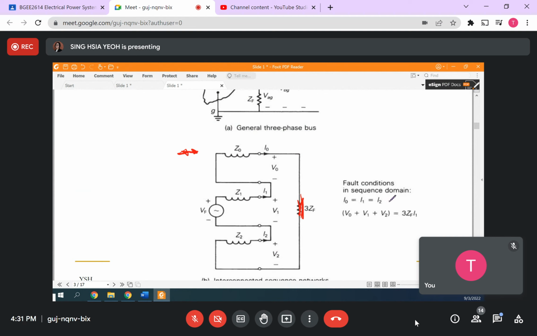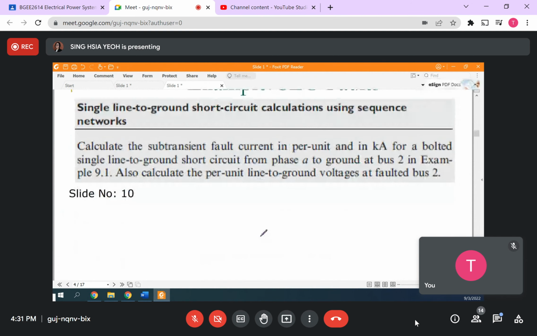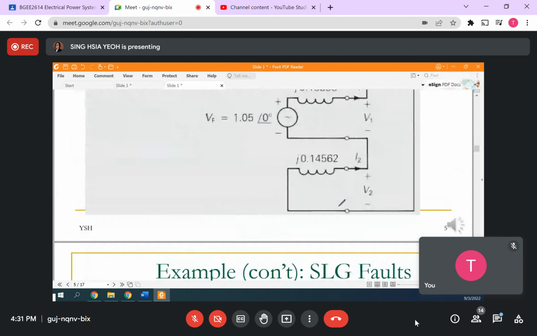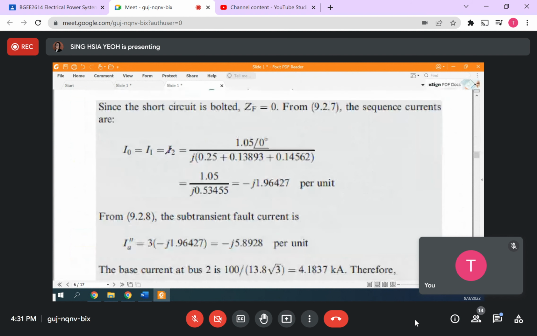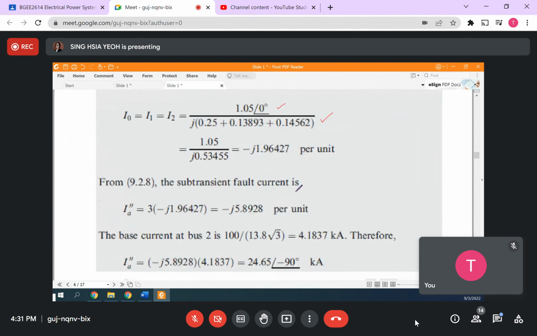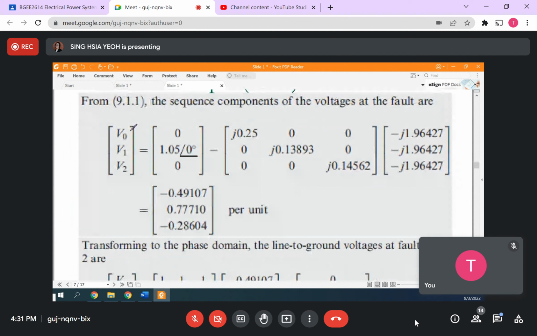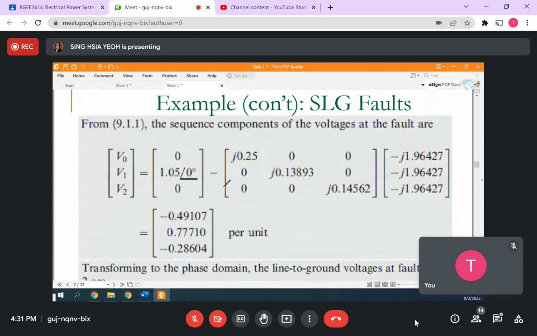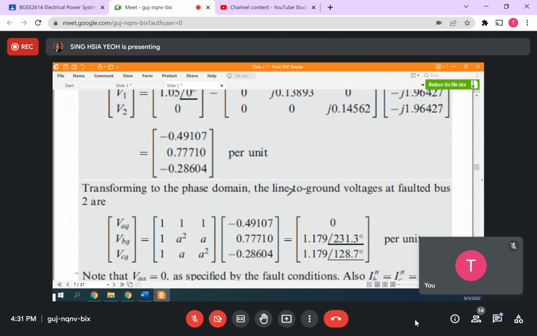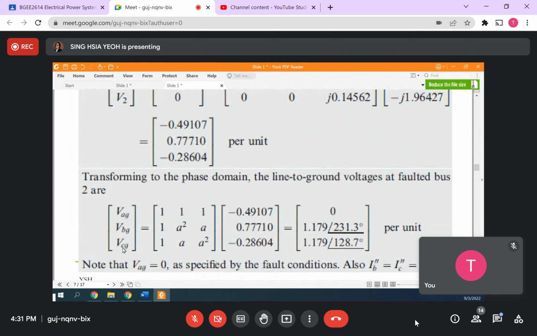I0 equals I1 equals I2. How to write? V divided by the total impedance only. And if you want to find V0, V1, and V2, it's not a problem, just use Ohm's law only. Then from V0, V1, and V2, you want to get VA, VB, and VC. Still remember this formula? Convert.